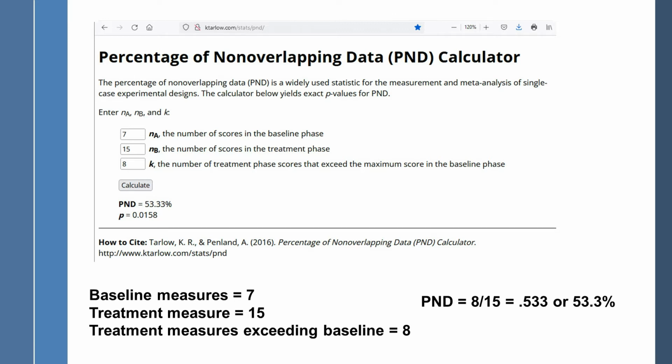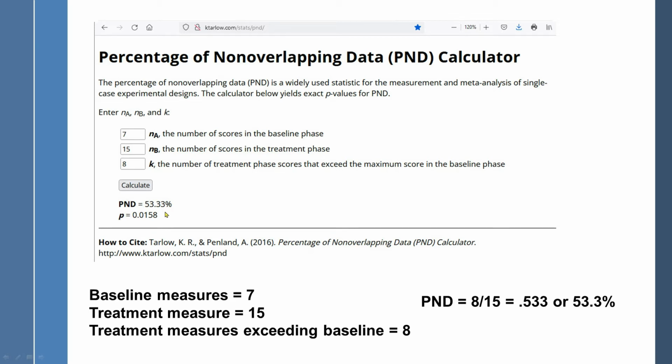So we plug in the numbers, and the first one is the number of scores in baseline. The second one is the number of scores in treatment phase. And then the K is the number of treatment phase scores that were successful. And you can see that the PND is calculated the same. That is to say, the result is the same as what I did using a calculator.